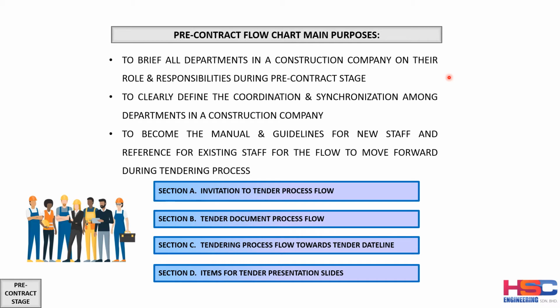This presentation is divided into 4 sections. The first section is section A, invitation to tender process flow. Section B is the tender document process flow. Section C is the tender process flow towards the tender deadline. And section D is the item for tender presentation slides.